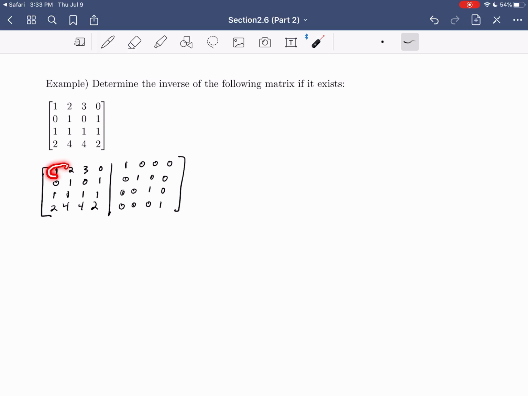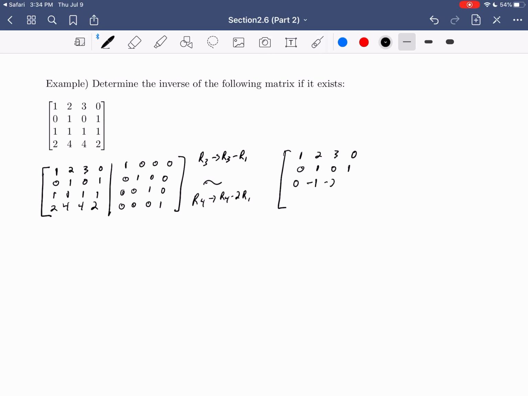So in this case, we have this 1 here in the pivot position, so we can use that immediately to start clearing out things in that first column. Let's begin by replacing row 3 with row 3 minus row 1, and replacing row 4 with row 4 minus 2 row 1. So the first two rows won't change. We'll have 1, 2, 3, 0, 0, 1, 0, 1. Then we're subtracting row 1, so it looks like we're going to get 0, and then negative 1, and then negative 2, and then 1 minus 0, so it's 1.